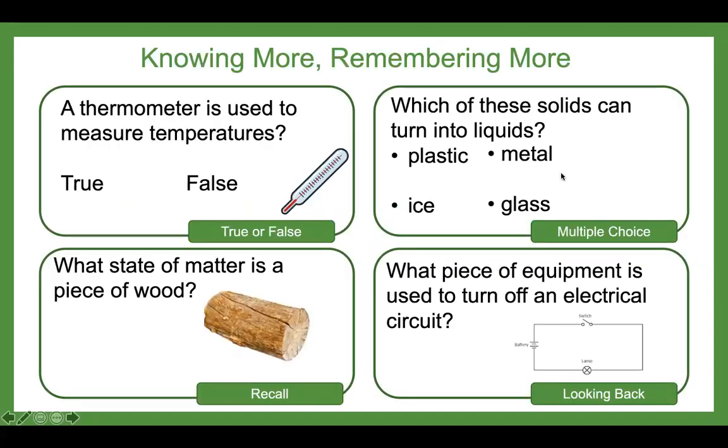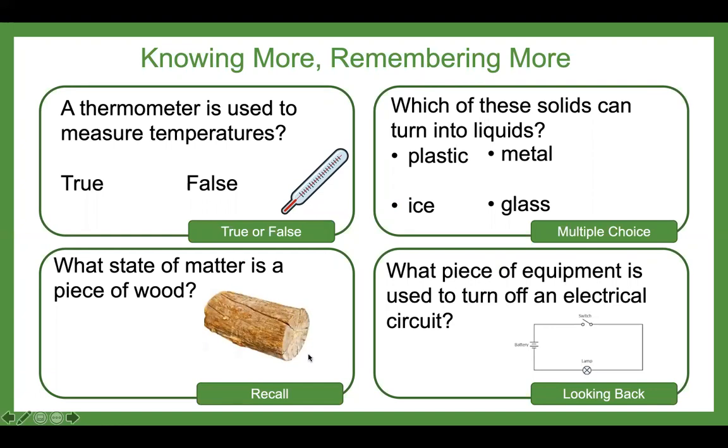Before we start, we're going to begin with our knowing more, remembering more. So, the first question is: a thermometer is used to measure temperatures. True or false? The next one, which of these solids can turn into liquids? Is it plastic, metal, ice, or glass? There's more than one answer for this one.